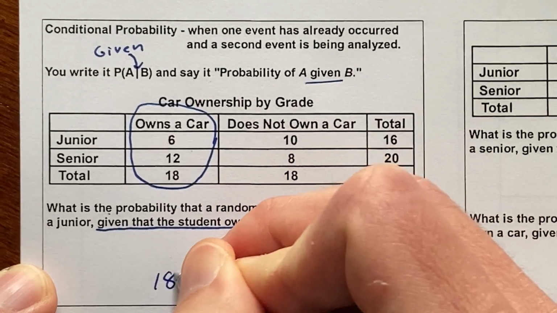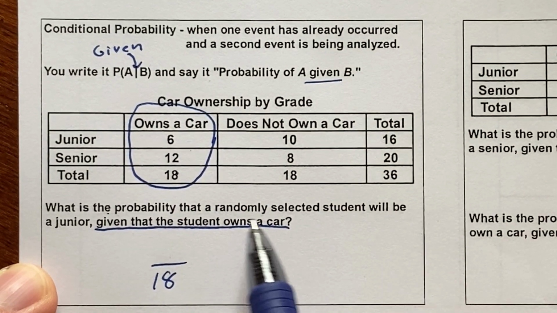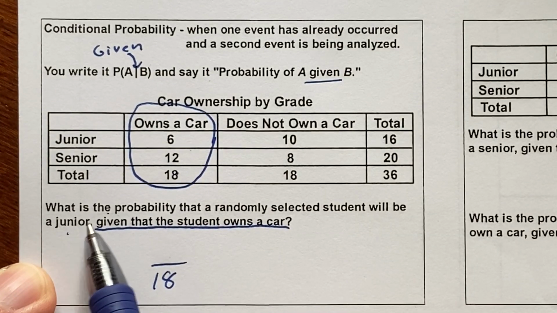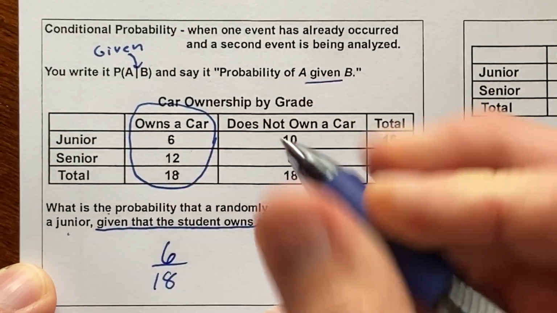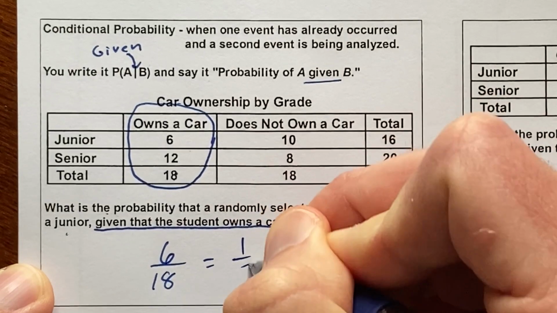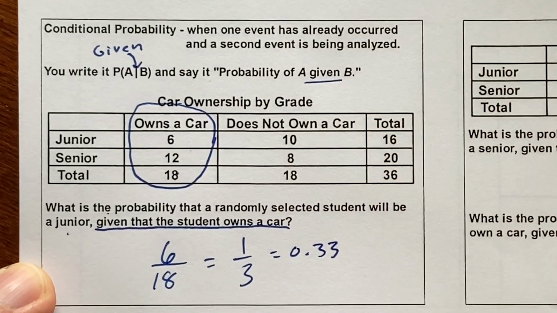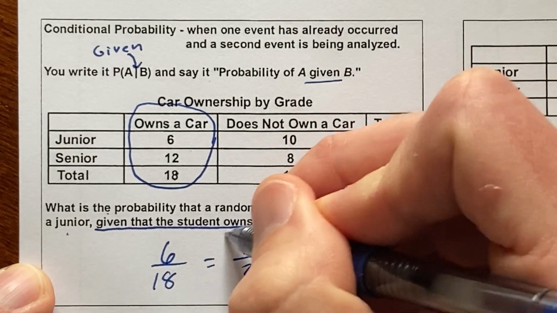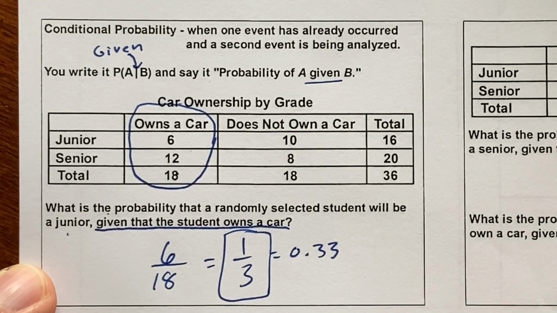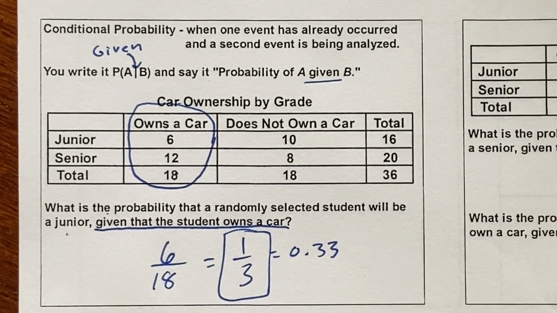So my denominator is going to be 18. That's the total number of people, given the number of students that own a car. What's the probability that a randomly selected student will be a junior, given that the student owns a car? So we're only looking at these. That would be 1/3. You could write that as 0.33333333. This is what I prefer right there. Okay. You could leave it as 6/18, though 1/3 looks a little bit prettier. Let's slide it over.